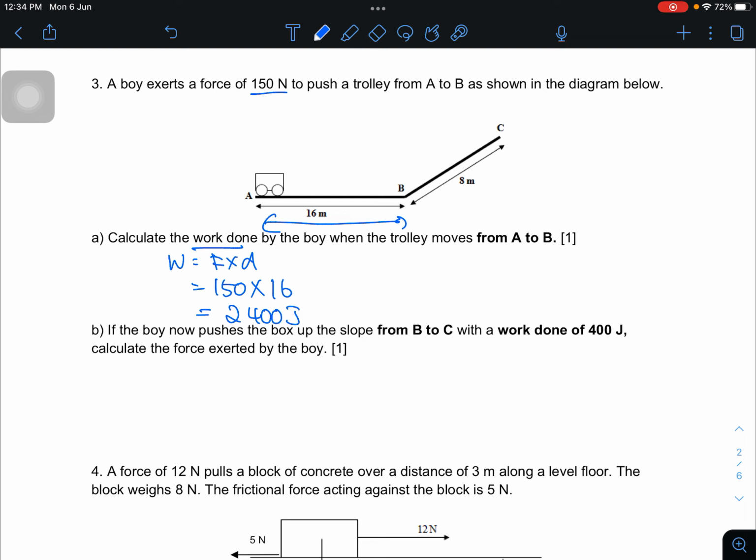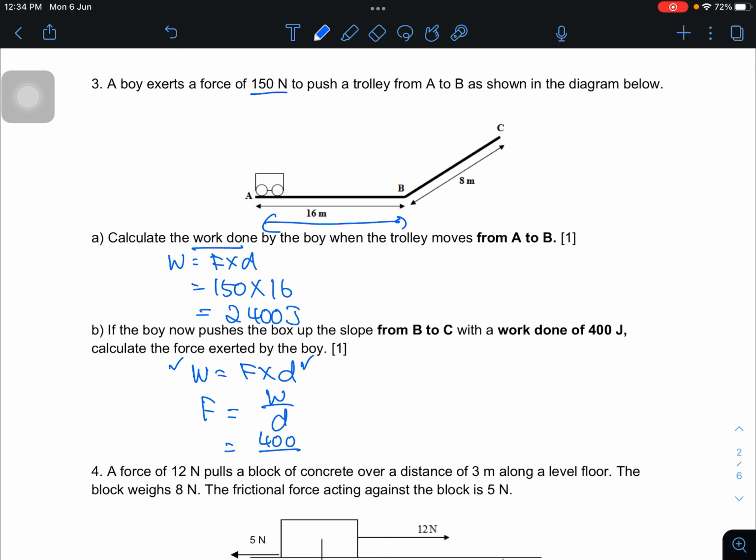If the boy now pushes the box up the slope from B to C with a work done of 400 joule, what is the force exerted by the boy? In this case, we are still going to use the same formula. They give you work done, they give you the distance, which is 8 meters. They want you to find F. So can we find F? Of course we can. W over D.